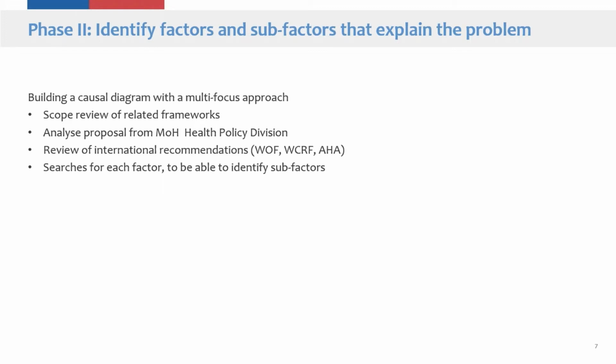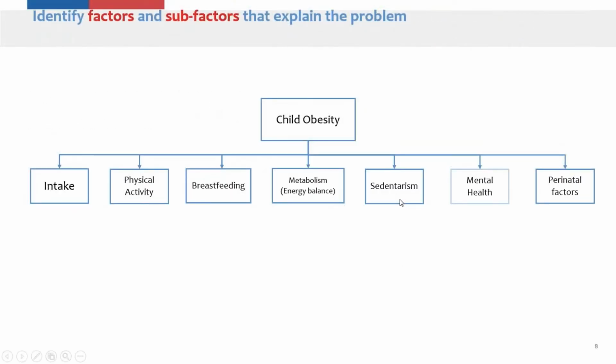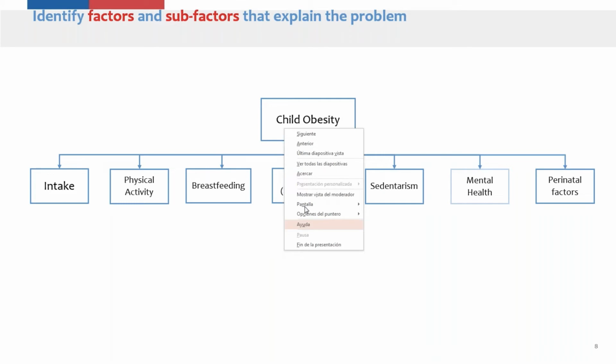After developing this causal framework, we searched for each of the factors to identify sub-factors that would explain the factors. The factors that we identified that explain obesity are intake, physical activity, breastfeeding, metabolism, energy balance, sedentarism, mental health, and perinatal factors. We were not able to identify sub-factors for mental health. That's why mental health is in a lighter blue, because we did not search for sub-factors for mental health.